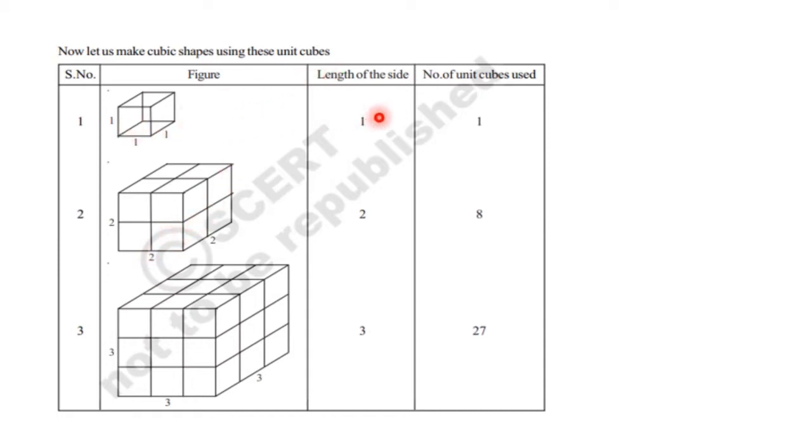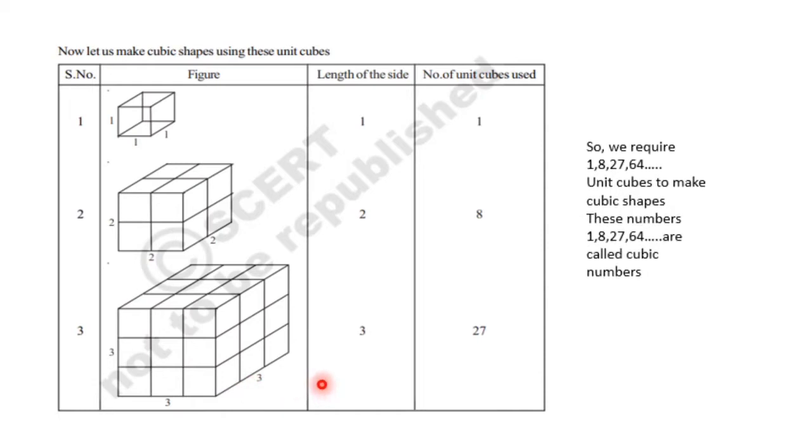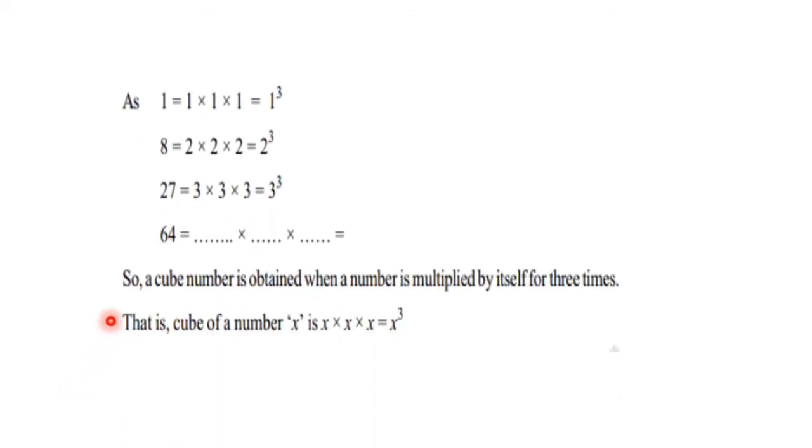Figure 1: length of the side is 1 unit, number of unit cubes used is 1. Figure 2: length of the side is 2 units, number of unit cubes used is 8. In figure 3, length of the side is 3, number of unit cubes used is 27. So we require 1, 8, 27, 64, etc. unit cubes to make cubic shapes. These numbers 1, 8, 27, 64, etc. are called cubic numbers.